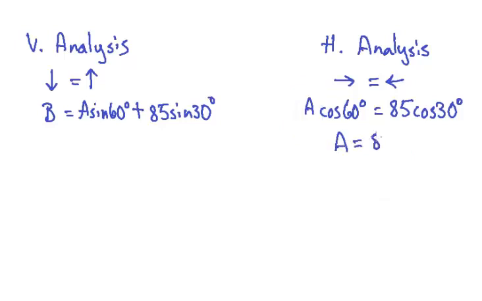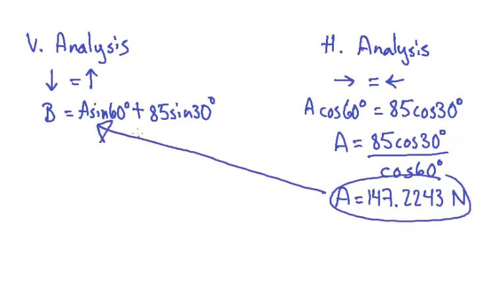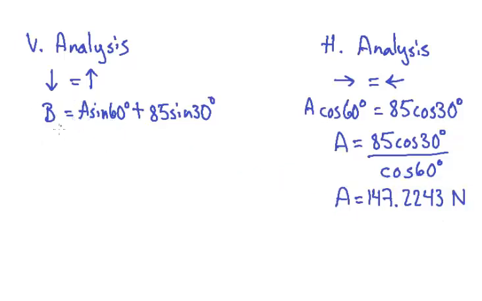A equals 85 cosine of 30 divided by cosine of 60. If I put that in a calculator, the answer should give me 147.2243 newtons. And I already found A force. So this thing that I just found, I can substitute it in the other equation. That way, I'm going to get rid of one of the variables. It's going to allow me to solve that equation too.